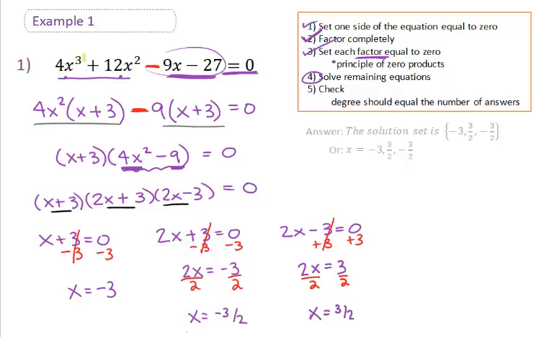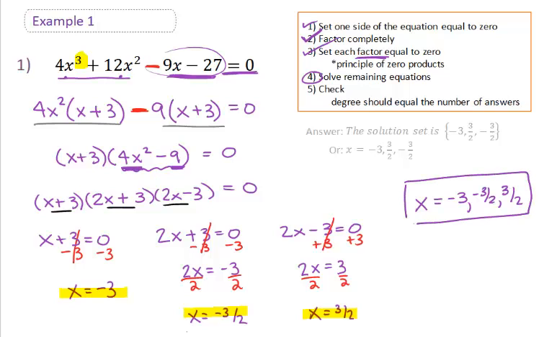Notice this is a degree 3 equation, so we should have 3 answers, which we do. So our final answer here is x equals negative 3, negative 3 halves, and positive 3 halves. If it asks for the solution set, then we have those same numbers in the braces as our final answer. I am not going to fully check this, but if you would like to fully check it, go ahead and try that on your own.